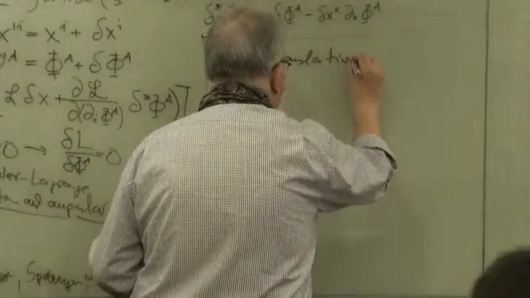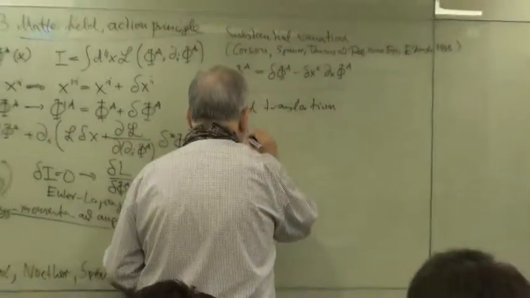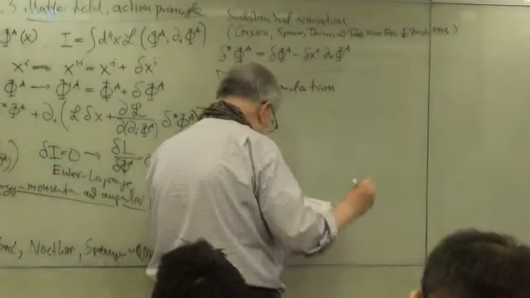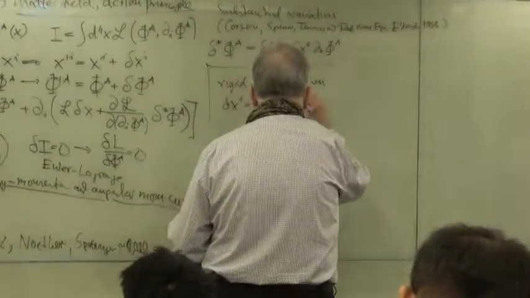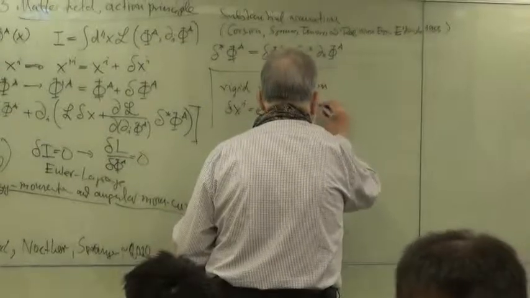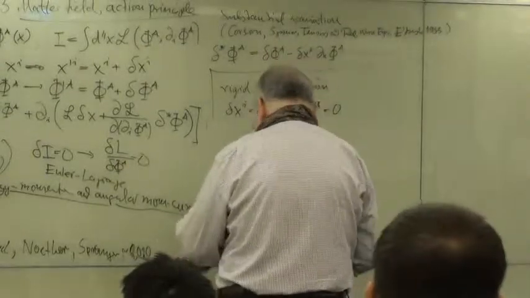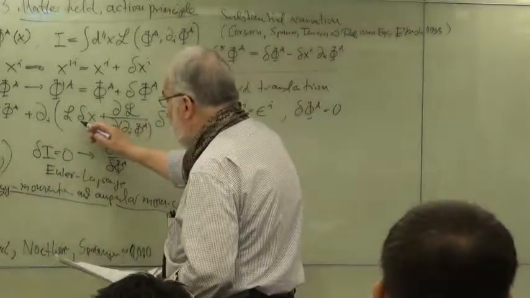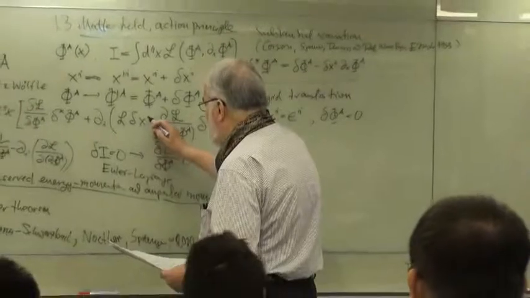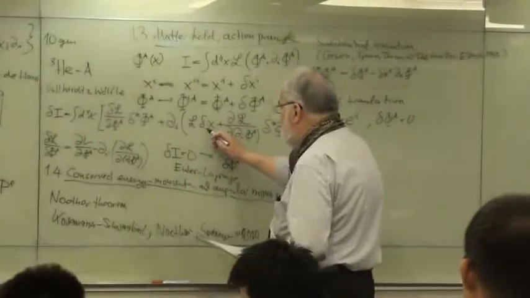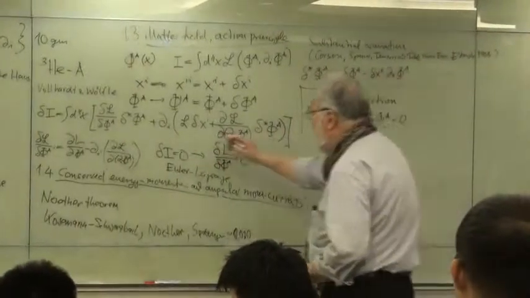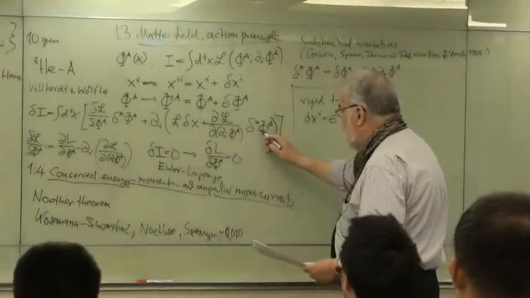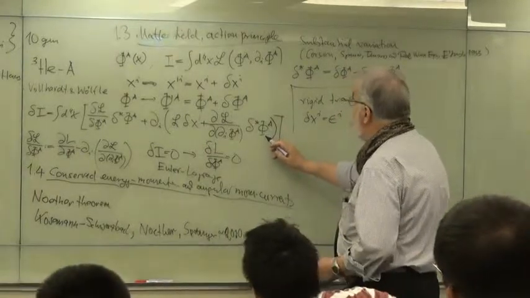What is it? Well, dxi is just a constant. dxi is equal to epsilon i, and the fields don't transform: P, phi, A are equal to 0. And you can now substitute that. Here the dxi just becomes epsilon i, and here you have the substantial variation.